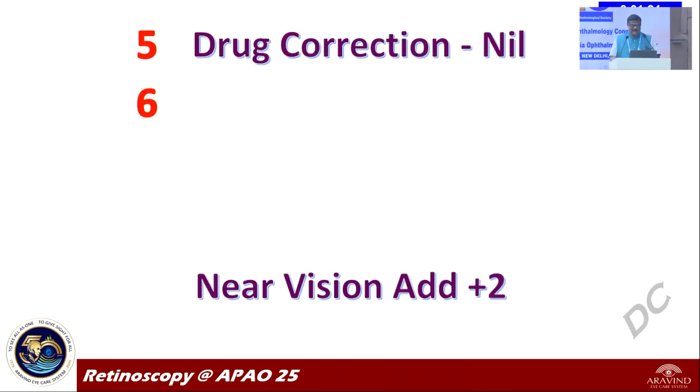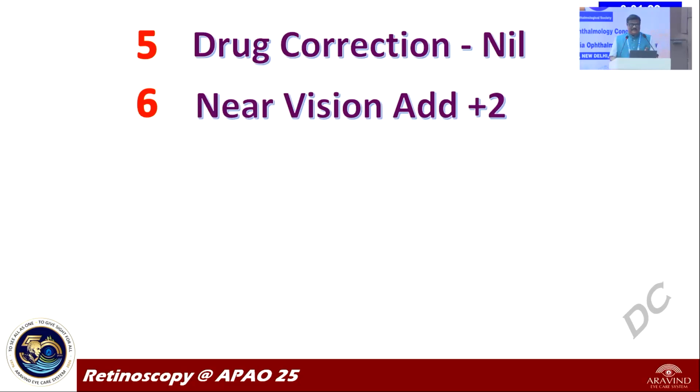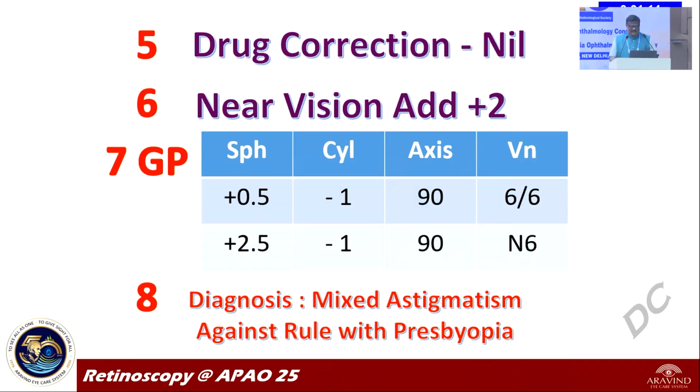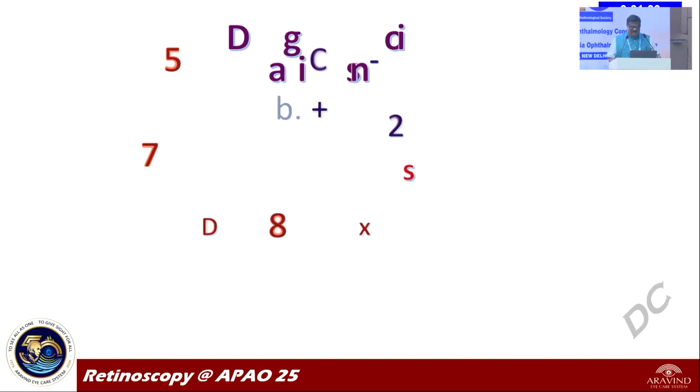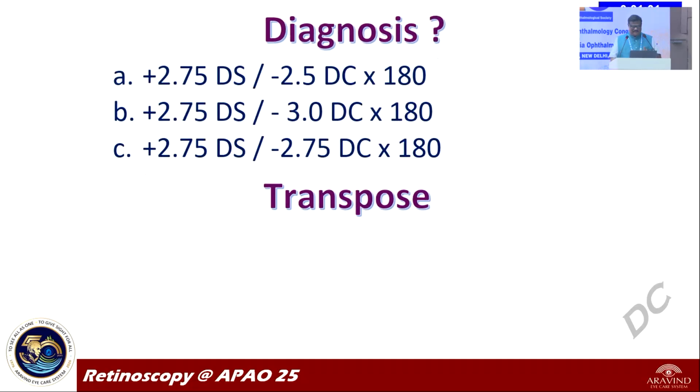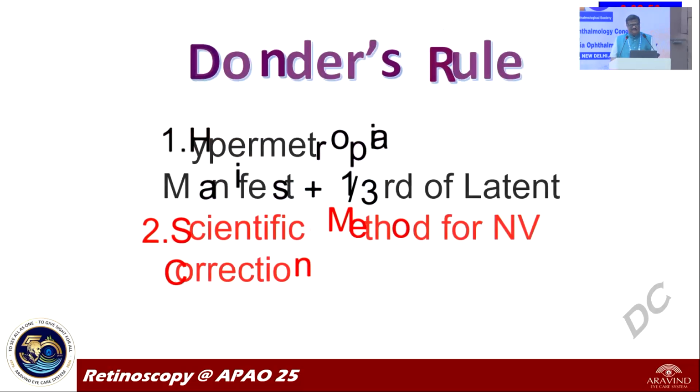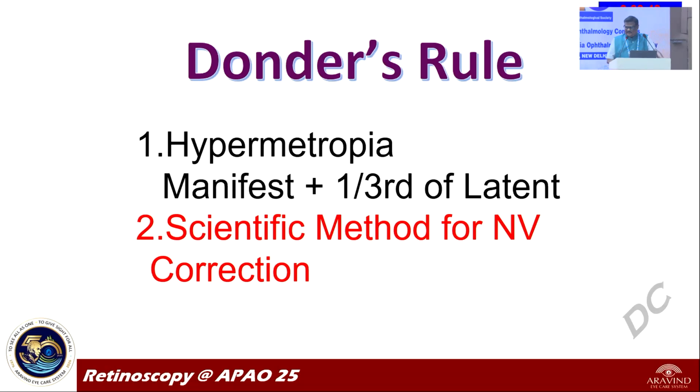Drag correction will be nil here, and for near vision at 50 years, we are giving an age corrected plus 2. So the glass prescription is like this, and the diagnosis here is mixed. There you said compound. When the cylindrical power is more than spherical, it is mixed. When the spherical power is more than cylindrical, it is compound. When both are the same, it is called simple. Here if you transpose, you can see that. So compound is spherical more than cylindrical, mixed is cylindrical more than spherical, and when both are equal, it becomes a simple astigmatism. Okay. This is the near vision correction.